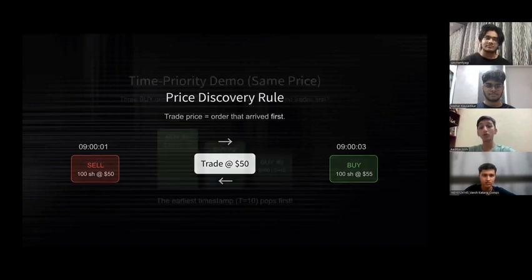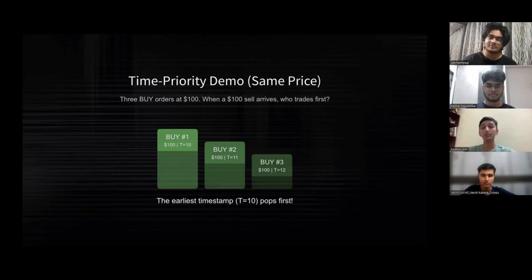So let me show you the time priority in action. Say we have three buy orders, all at $100. One at timestamp 10, one at 11, and another one at 12. When a $100 sell arrives, who trades first? The earliest, the one at timestamp 10. The heap would automatically handle this through the comparator.